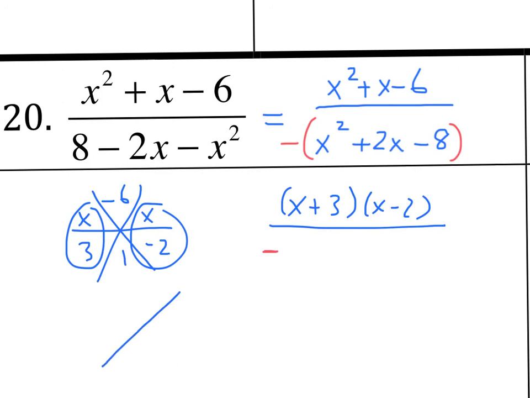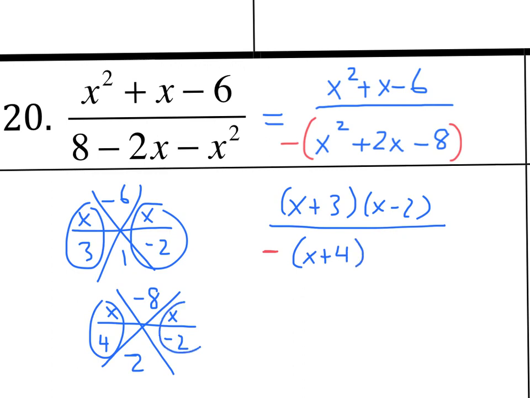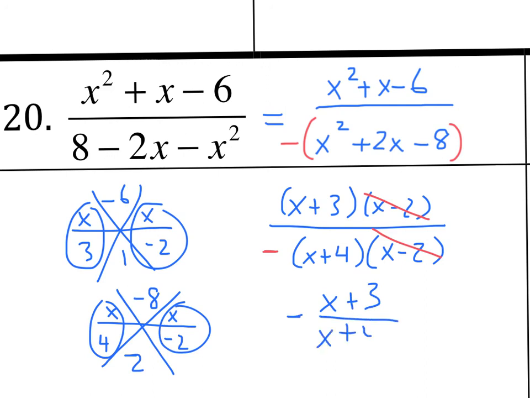And when I snowflake that one, I put a positive 2 down below, negative 8 upstairs, and an x on the wings. And I find out that it's a 4 and a negative 2. So x plus 4 and an x minus 2. So what reduces here? X minus 2's. So x plus 3 in the numerator. I'm going to put a negative outside and an x plus 4 in the denominator. Like so. You lost me.